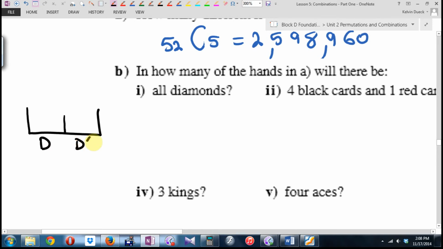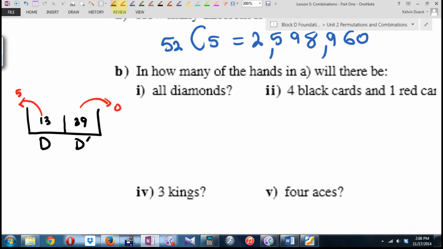Isn't that handy? How many diamonds are there in the deck? 13. How many non-diamonds are there in the deck? 39. How many diamonds do I want to choose? 5. Trick question, how many non-diamonds do I want to choose? 0. What's the equation going to be? What choose what times what choose what? 13 choose 5 times 39 choose 0.